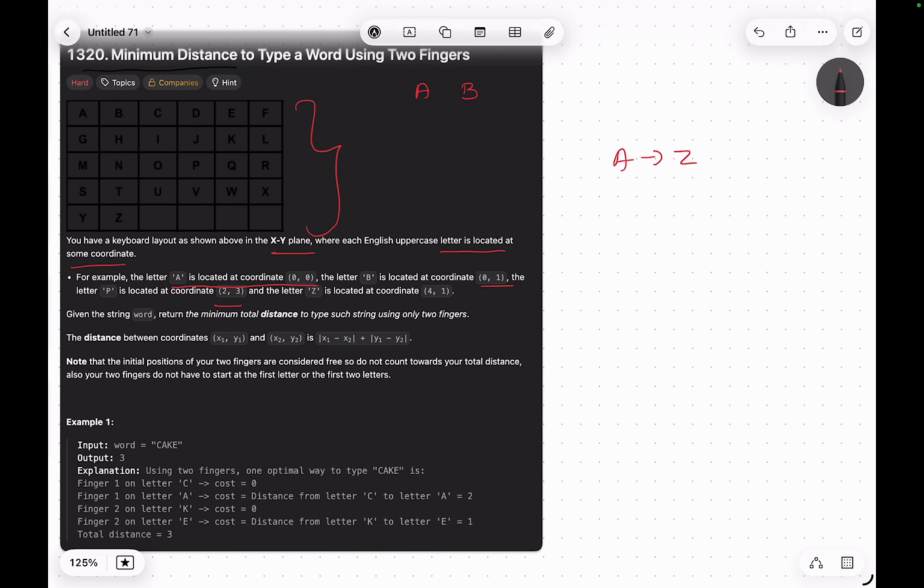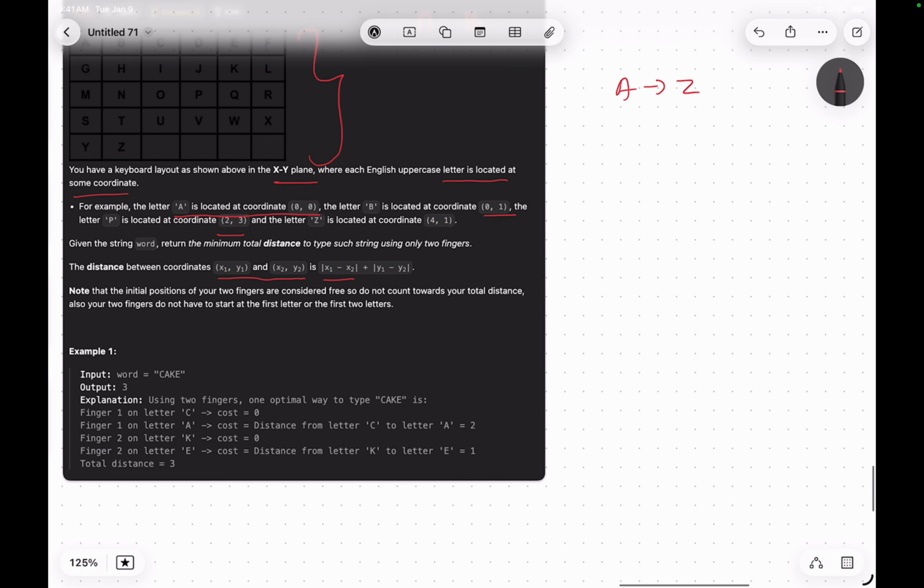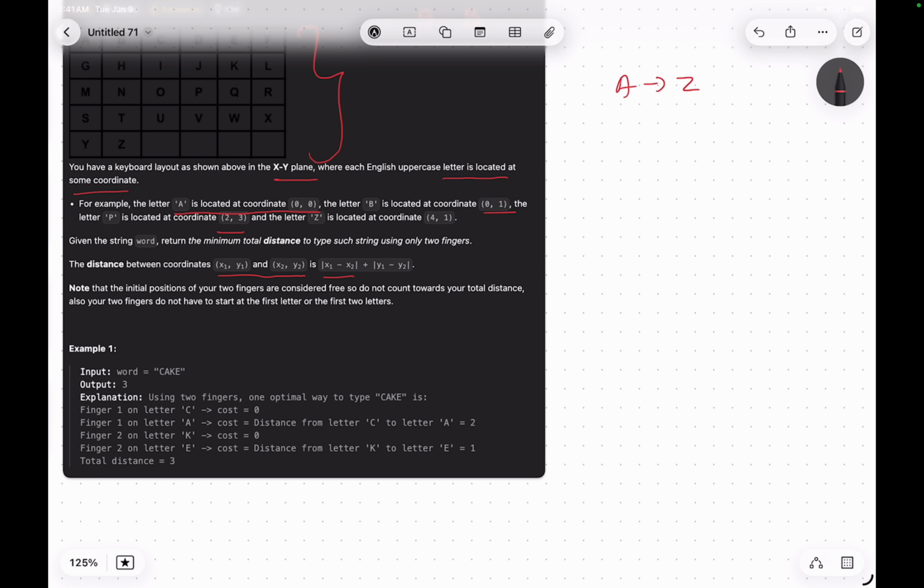So the distance between the coordinates can be calculated. If we have to calculate the distance between two coordinates, you have to consider these two as the coordinates, and the distance is the absolute difference x1 minus x2 added with y1 minus y2. Note that the initial position of your two fingers is considered to be free, so it does not count towards your total distance. So when we start, the initial distance will be 0. That is what they exactly mean here.